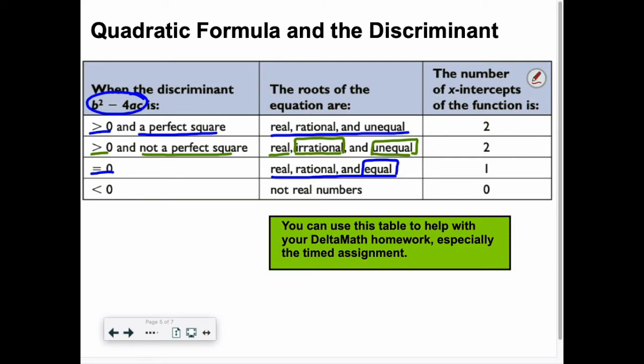Last but not least, if the discriminant is less than 0, then your roots are not real numbers. They're complex numbers. So you don't have any x-intercepts here. You would have a graph that would look like this. You'd have your x-axis, your y, and that's your parabola. It wouldn't cross the x-axis at all. And that's okay, because we're going to see in later lessons how we would still do that.